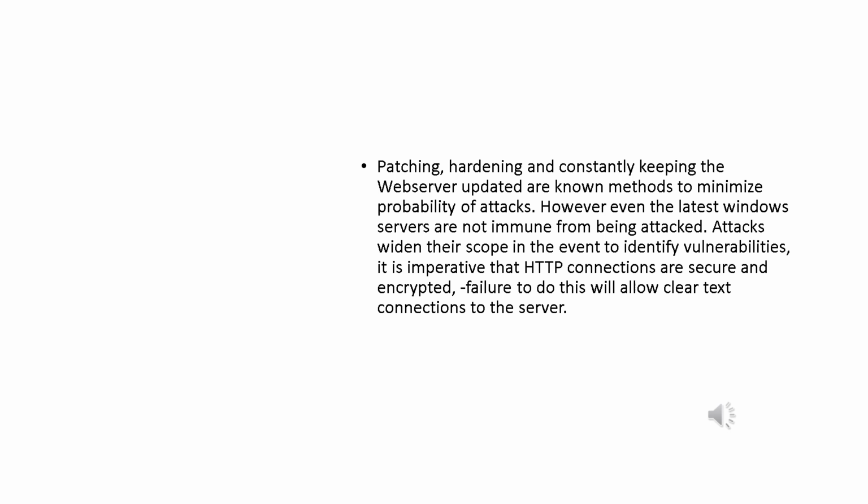Patching, hardening, and constantly keeping the web server updated are known methods to minimize the probability of attacks. However, even the latest Windows servers are not immune from being attacked. Attackers widen their scope in order to identify vulnerabilities. It is imperative that HTTP connections are secure and encrypted. Failure to do so will allow clear text connections to the server.